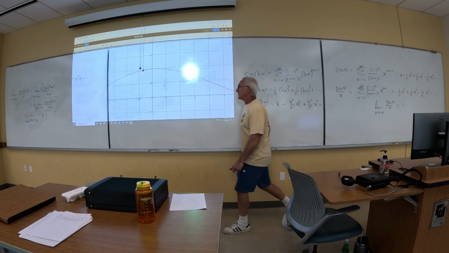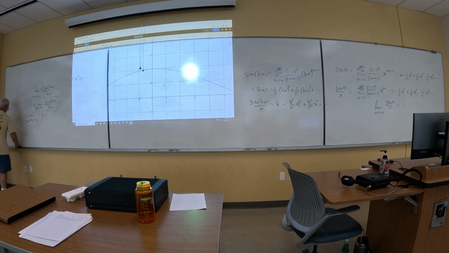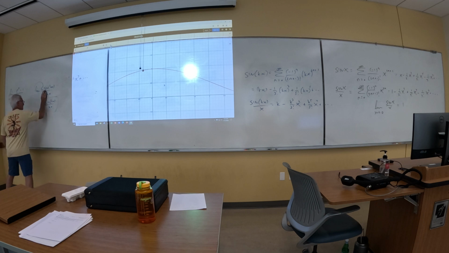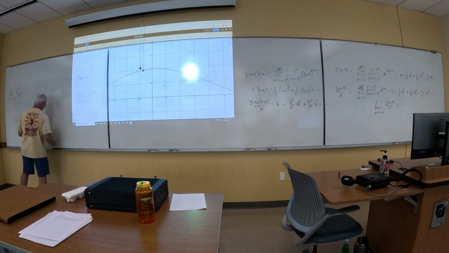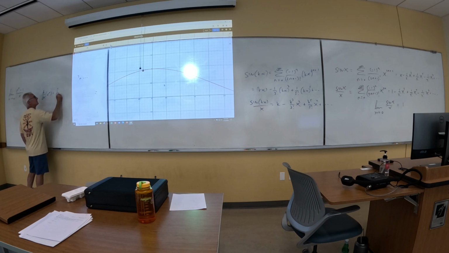Now, there's another limit in Calc 1 that we show. And some would argue this is the most important of them. I don't know if I'd say it's the most important, but it certainly is a really important one. Where would this one come up? I'll remind you where this one comes up. This one comes up if I wanted to differentiate e to the x, and I'm using the definition of the derivative, if you remember.